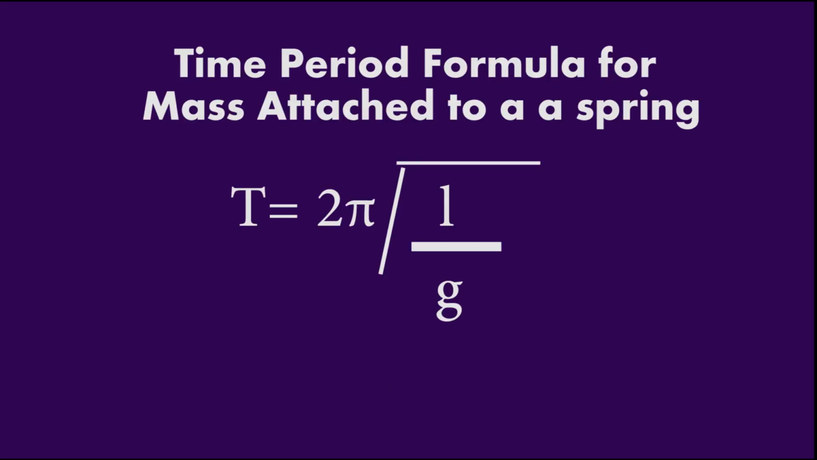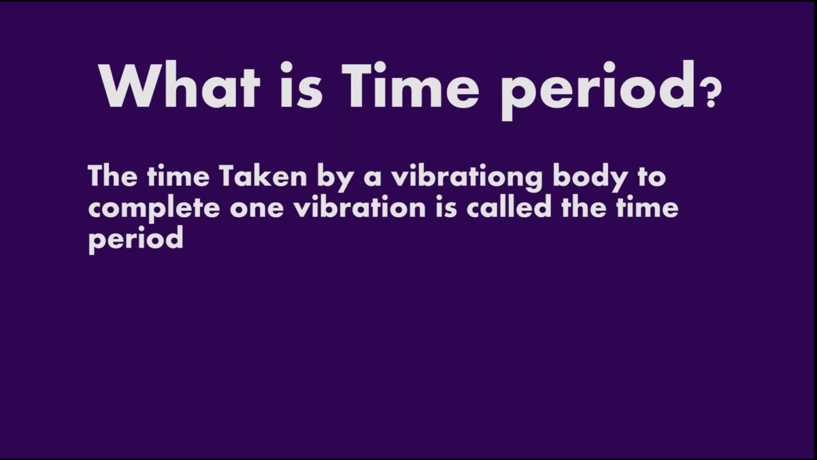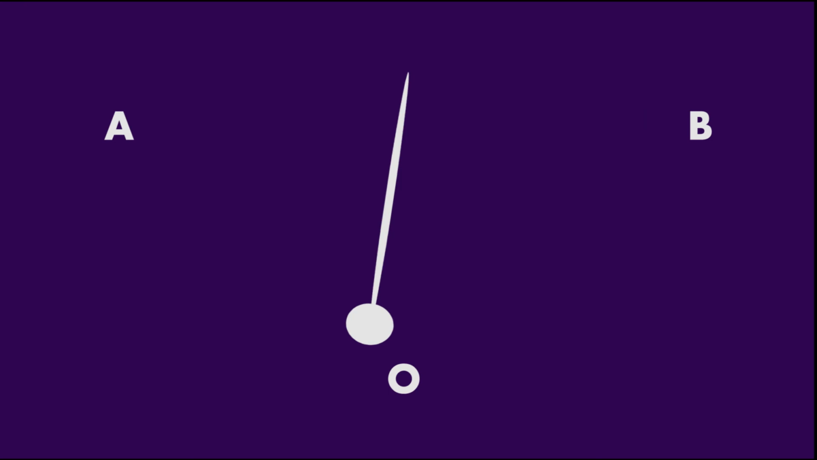We have the following formula for the time period of a simple pendulum. T is equal to 2 pi under root L over g. T is for time period, 2 pi is the constant, pi's value is 3.14, L is for length and g is for the gravitational acceleration. Time period of a pendulum is the time to complete one cycle. For example, it is the time taken for a pendulum to go from position A to position B and back to the position A.